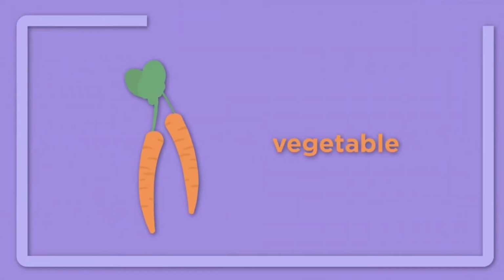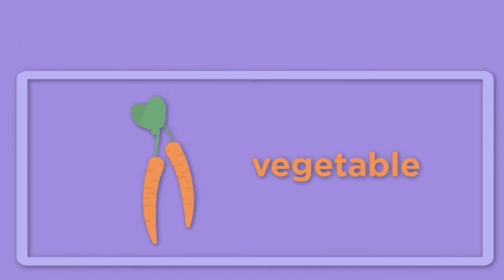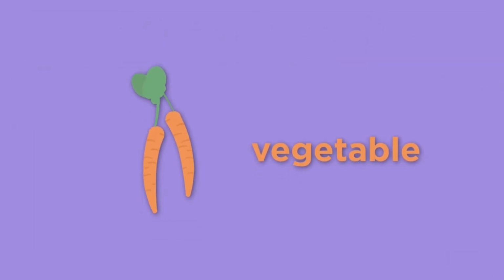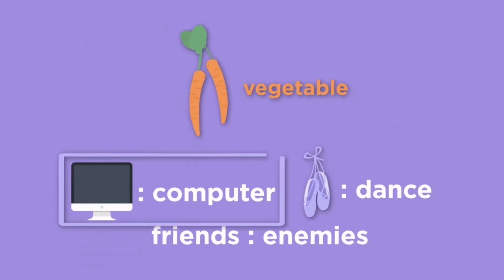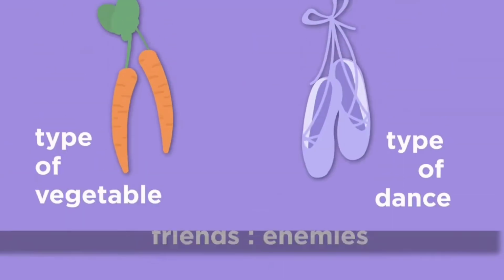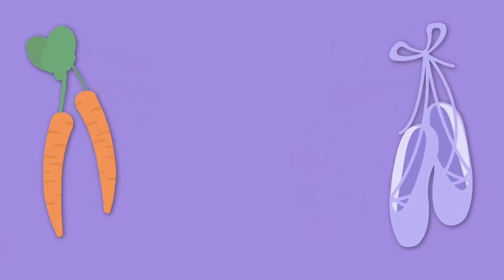Which answer choice completes this set of analogies? Carrot is to vegetable as blank is to blank. Remember to begin by identifying the relationship between the first two words. A carrot is a type of vegetable. A screen is part of a computer. Friends and enemies are antonyms. The correct answer is ballet and dance because ballet is a type of dance. This item in a category analogy should read, carrot is to vegetable as ballet is to dance.